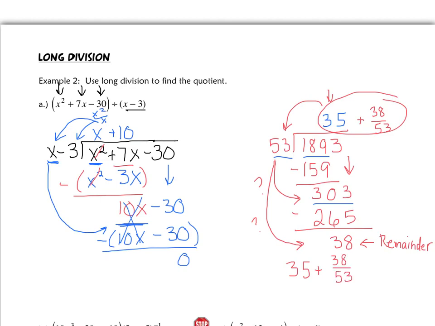Back to our polynomial, we have a 0. X does not go into 0 anymore, so this is our remainder. And if your remainder is 0, you do not need to write that as plus 0 over x minus 3. But let's say our remainder was something like 7. Our answer would then be x plus 10 plus 7 over x minus 3. But there is no remainder, so our answer for this problem is x plus 10.